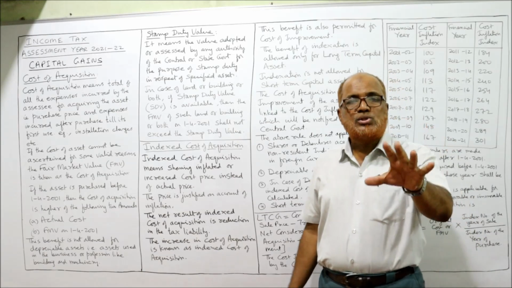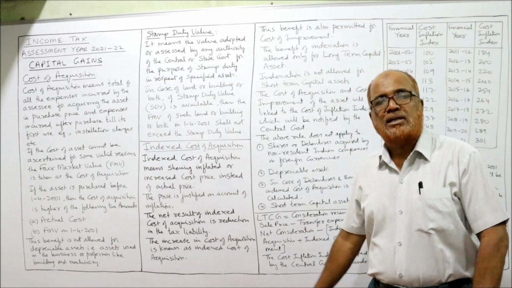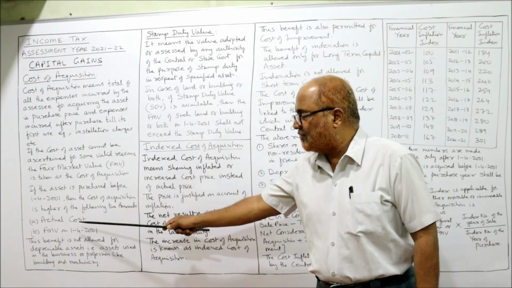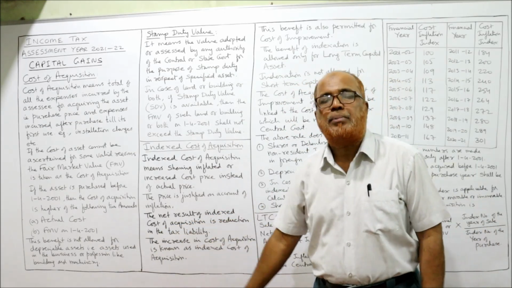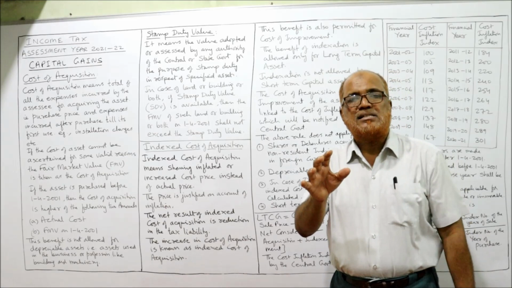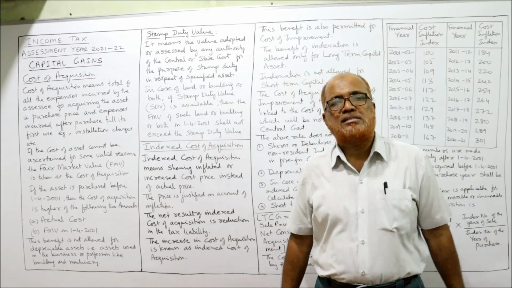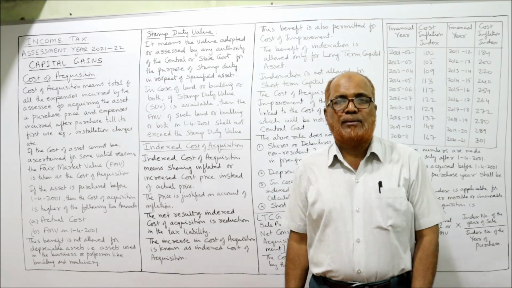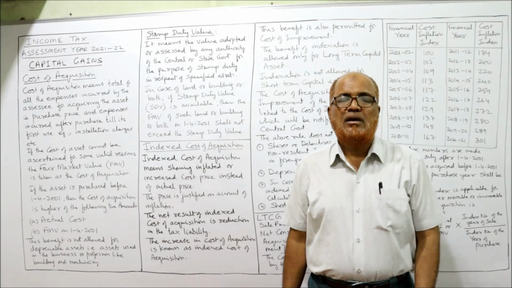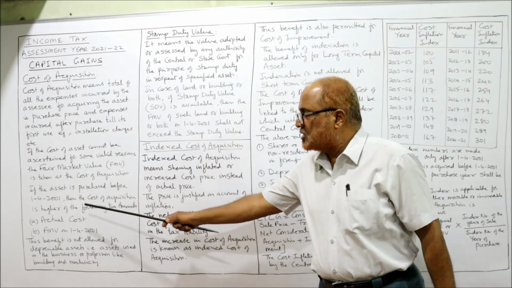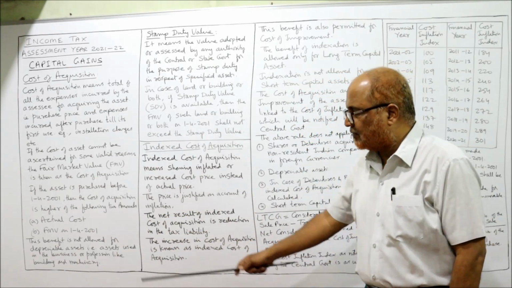So simply, you have to see in the problem, if the asset is purchased before 1/4/2001, the assessee can choose the higher of the following two: actual cost or FMV on 1/4/2001, whichever is higher. This benefit is not allowed for depreciable assets. If an assessee has transferred a depreciable asset, which are the depreciable assets? Land and building, plant and machinery. If a depreciable asset is transferred, this provision of fair market value will not apply. We have to take the actual cost, not FMV.